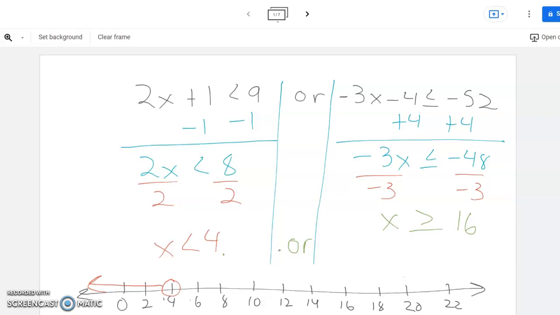So I'm going to change the pen color. So x is equal to 16, so I'm going to have a closed circle at 16. And then x is greater than 16, so I'm going to draw my line going that way. All right, so you can see all the numbers less than 4 but not equal to 4 could be a solution to this compound inequality. And then all the numbers that are greater than or equal to 16 could be a solution. So this is how I would graph that.